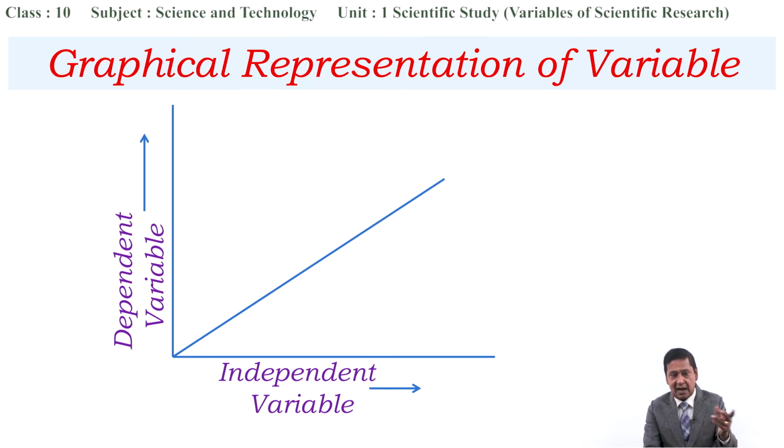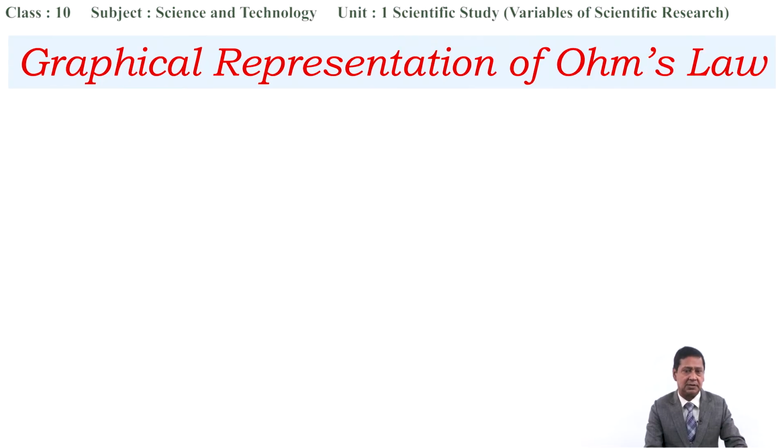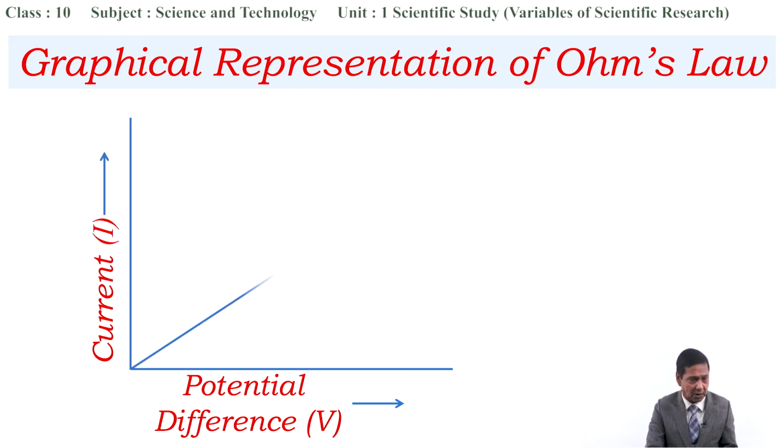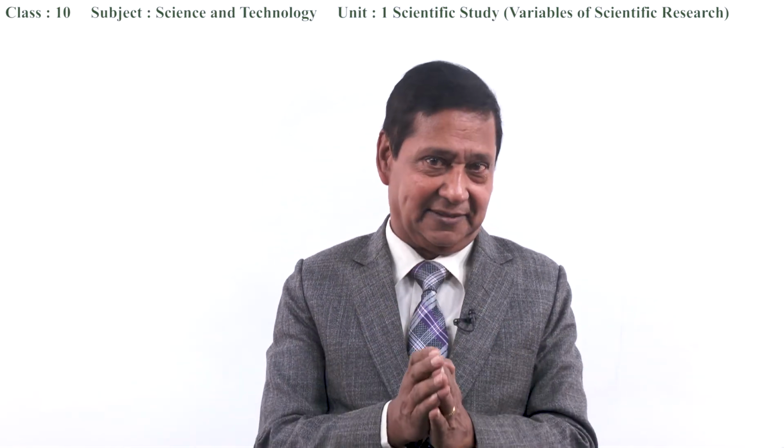If they are directly proportional, then the graph will be like this, and if they are inversely proportional, the graph will be like this. Let's take the graphical representation of Ohm's law as an example. We take potential difference on the x-axis. Why? Because this is the independent variable. We are manipulating the value of potential difference, and its effect on current is measured. And what is found? This is the graphical representation of Ohm's law.